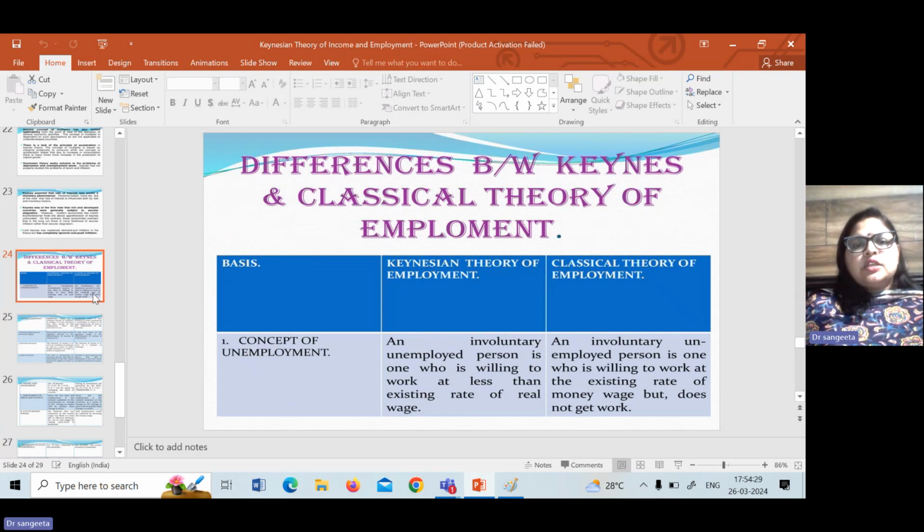Next is the difference between Keynes and the classical theory of employment. So, first one is the concept of employment. According to Keynes, an involuntarily unemployed person is one who is willing to work at less than the existing rate of real wages, who doesn't have any work and agrees to work at less than the existing rate. But in classical theory, an involuntarily unemployed person is one who is willing to work at the existing rate of money wages but does not get any work.